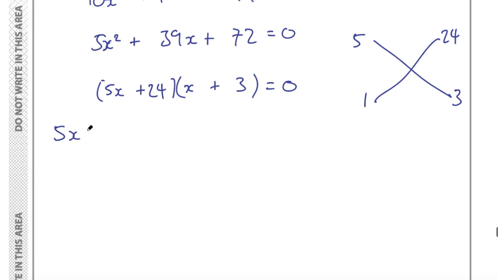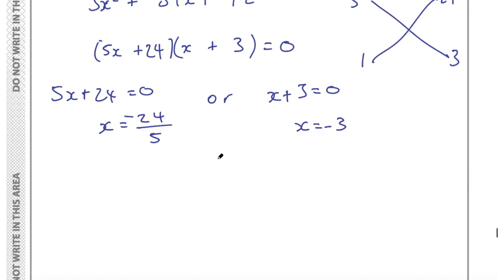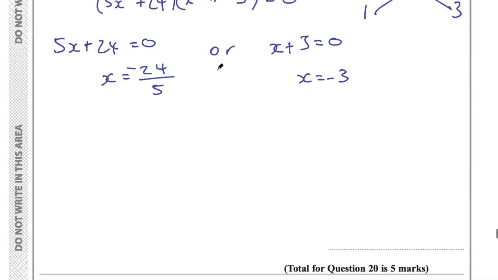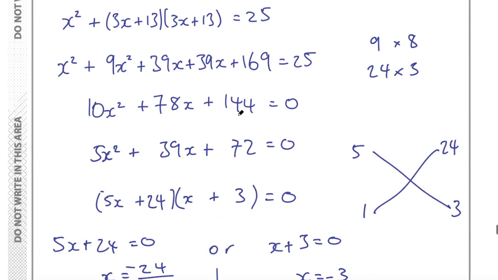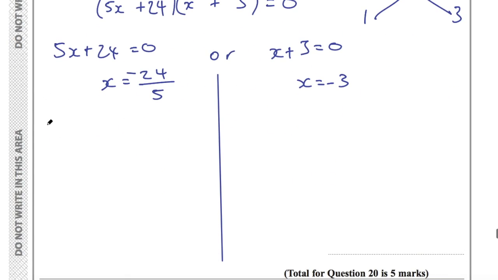So 5x plus 24 equals 0. Therefore x is going to be minus 24 on 5, or x plus 3 equals 0. So x equals minus 3. Now we can substitute that back into one of the first equations. So we can take this equation, y equals 3x plus 13, and find what y will be equal to. So therefore y equals 3 lots of minus 24 on 5 plus 13.